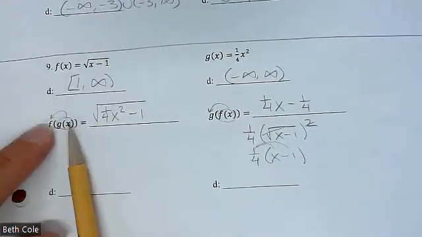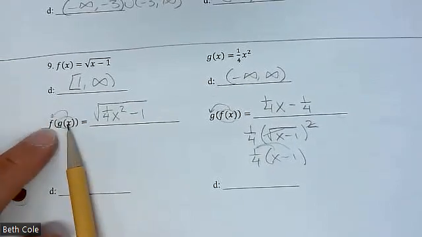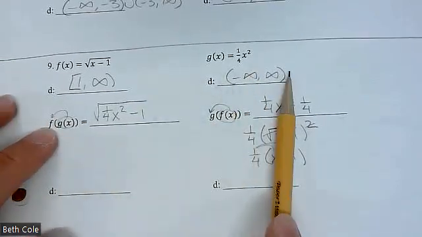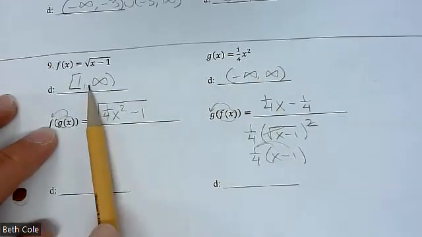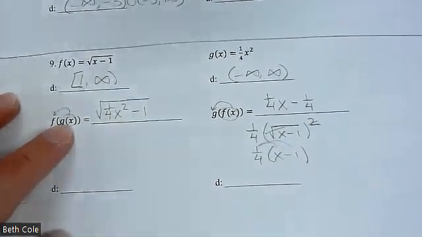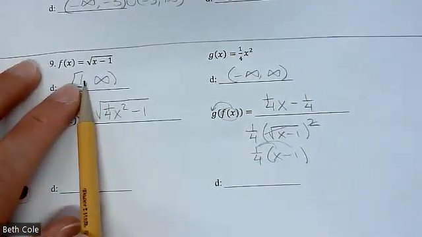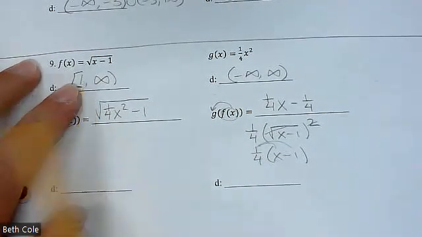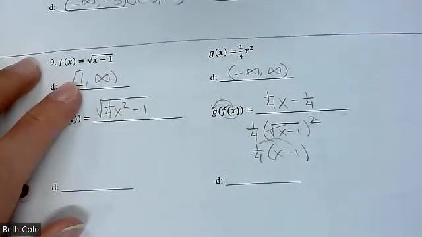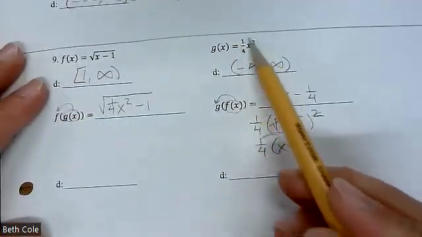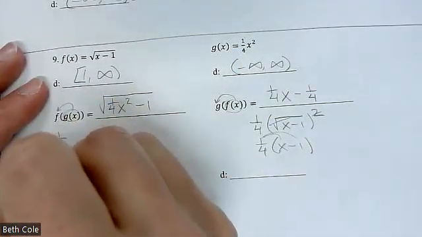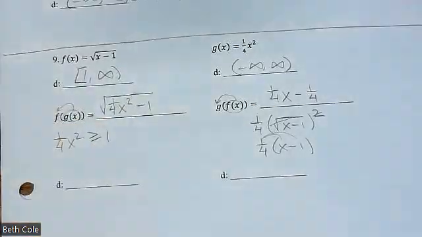All right, which one's inside? G. Does G have a restriction? Fantastic. Does F have a restriction? Hey, G of X, you better what? What's the rule? You better stay bigger than 1, G of X, or else. So you're going to take this G of X, this 1/4 X squared, and say, hey, you better stay bigger than 1 or else. And then you try to solve that.